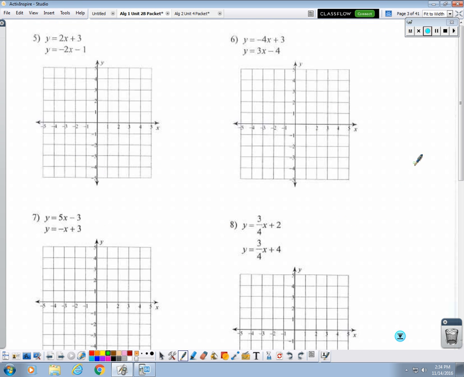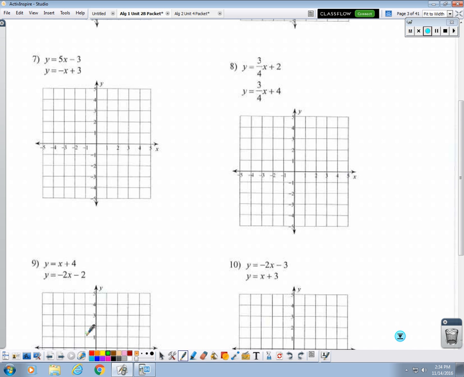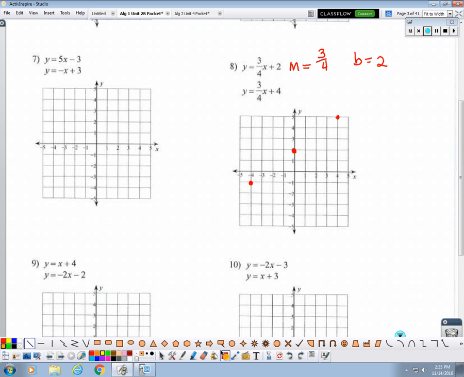On the next page, we're going to jump straight to number 8. For number 8, what is the slope? 3/4. And what is the y-intercept? So to graph it, what do we do first? And then to find our next point, we go... or we could have gone down 3, left 4. Okay? Now you're going to connect those points with a straight line.